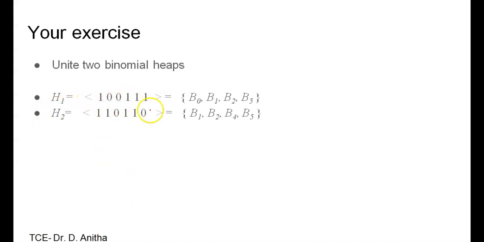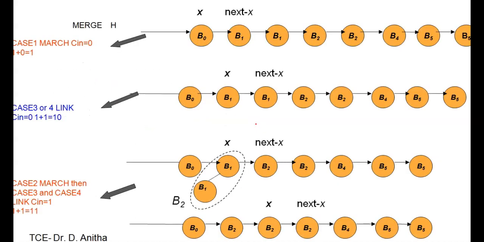See, this is the first heap, B0, B1, B2. You know about this. This is B0, this is B1, B2, B3, B4 and B5. And this is B0, B1, B2, B3, B4, B5. So they have given this in a reverse order. So what shall I do? First I have to merge everything. So I am merging it.